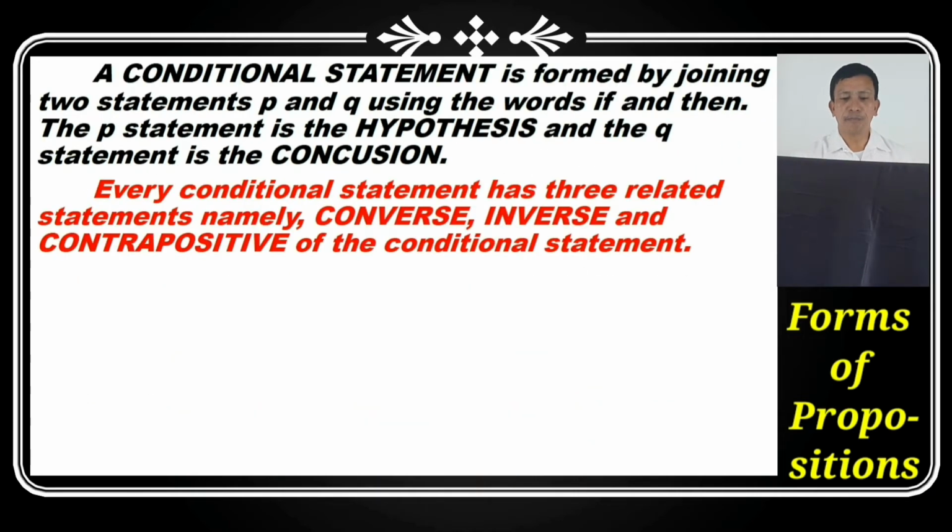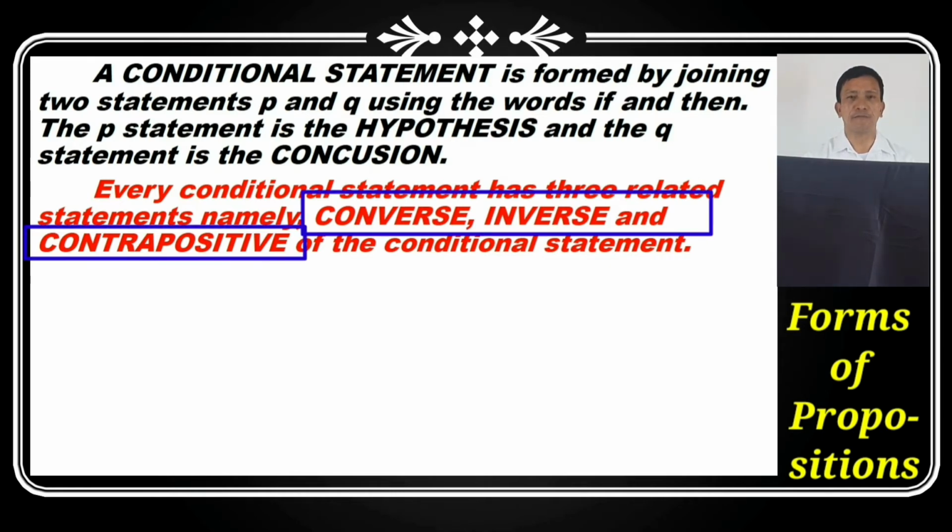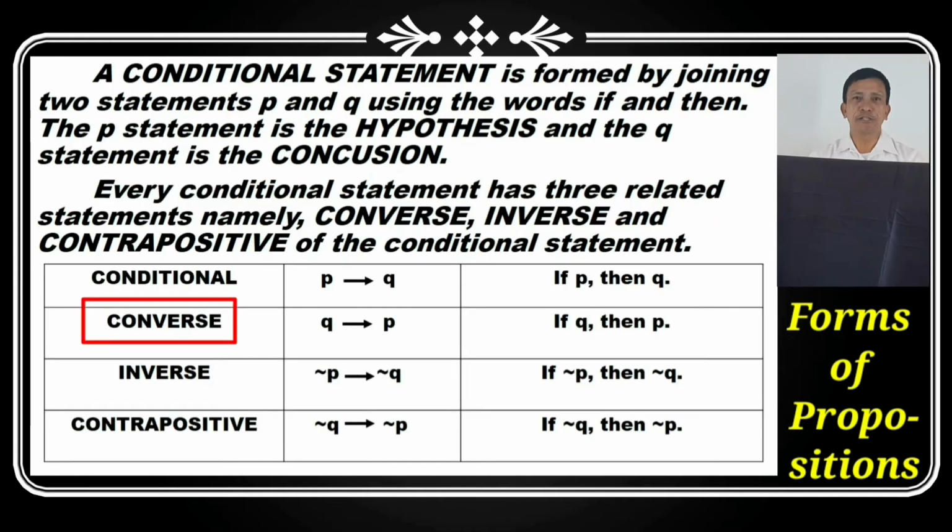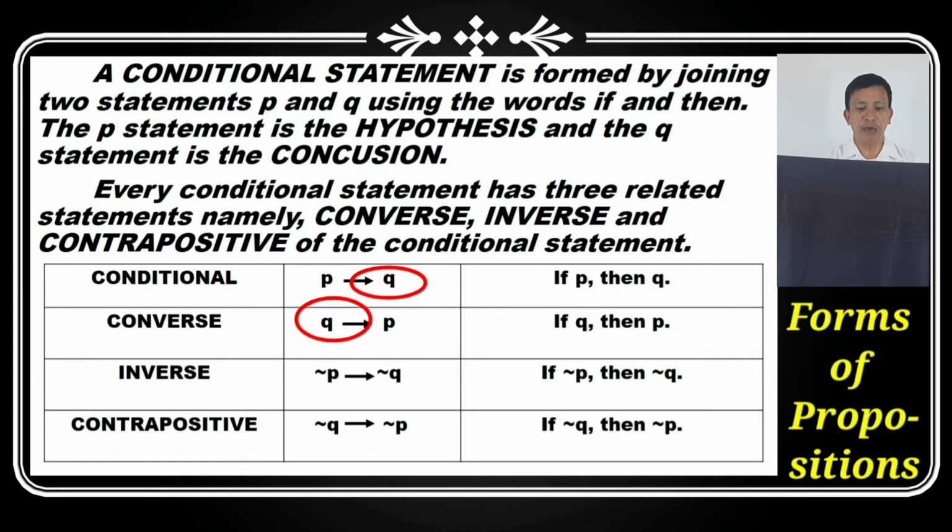Let us continue. Every conditional statement has 3 related statements, namely converse, inverse, and contrapositive of the conditional statement. In converse, we are just interchanging P and Q statements. So we have Q implies P, or if Q, then P. As you can see, in the conditional statement, the conclusion became the hypothesis and the hypothesis became the conclusion.